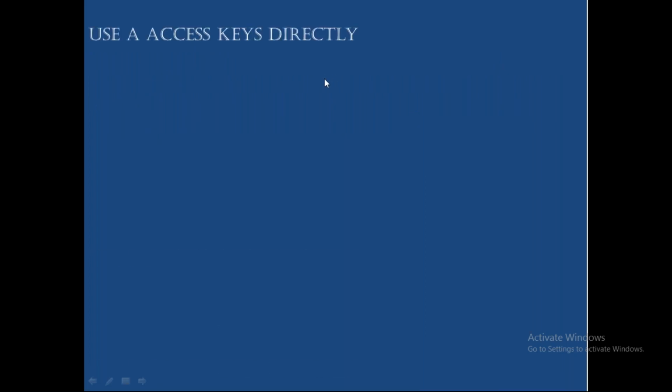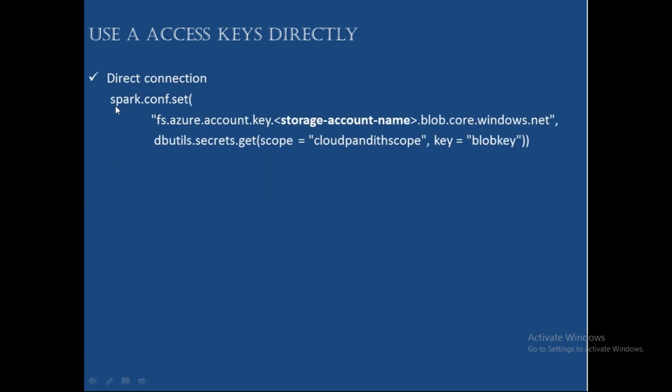Okay, fine. Now you see, use an access key directly. How you will use the access key directly to connect: this is a direct connection. If you set this particular key in your Spark configurations, you are able to access your blob storage directly. spark.conf.set. Here you need to put your storage account name, and my key I'm going to read from the Azure Key Vault. For that, I need to provide two things: one is scope, second one is key. Scope is whatever we have created in Databricks to connect to the Key Vault. By using this scope, I can connect to the Key Vault. Once I connect to the Key Vault, in a Key Vault we will have multiple secrets.